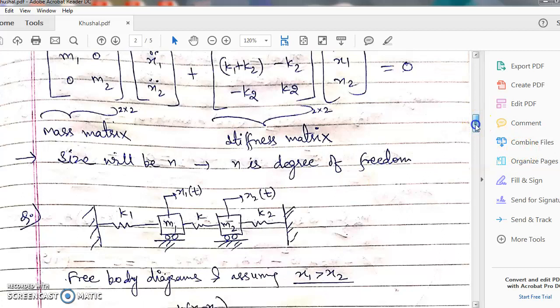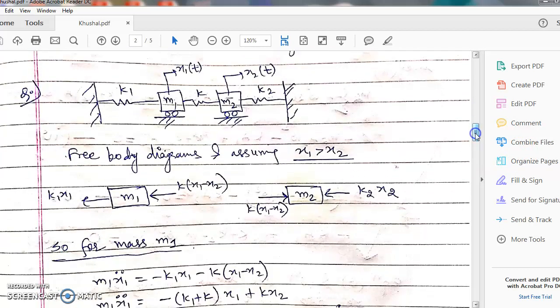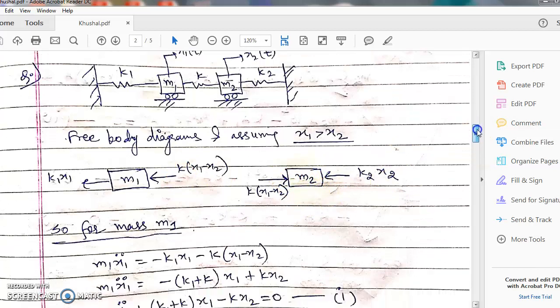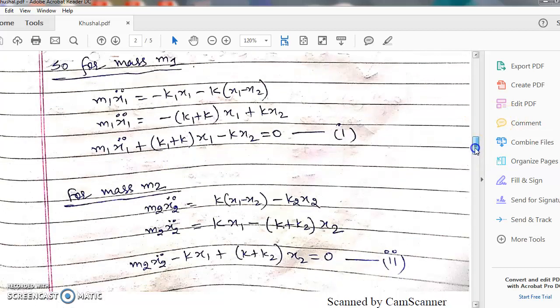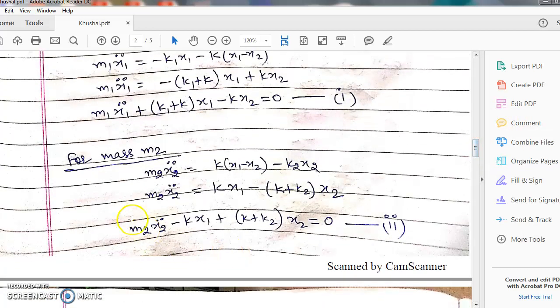Okay. So now let's start with this system. Same we have to do, assuming x1 is greater than x2, applying the free body diagram on m1 and m2, and checking the spring force where it is acting. For mass m1 same, I am applying m1 x1 double dot plus k1 plus k same. Okay. This is equation 1. For m2 I am doing the same. This is very simple, just apply Newton's second law.